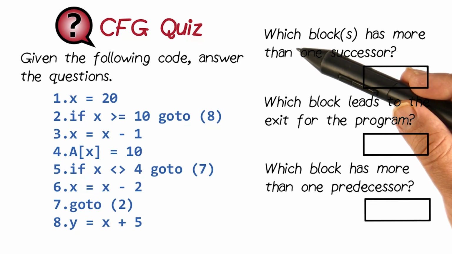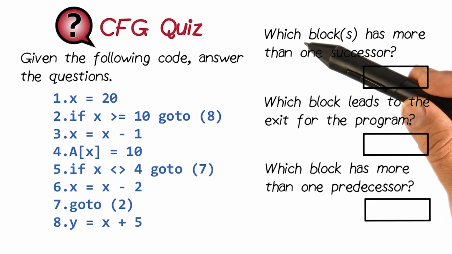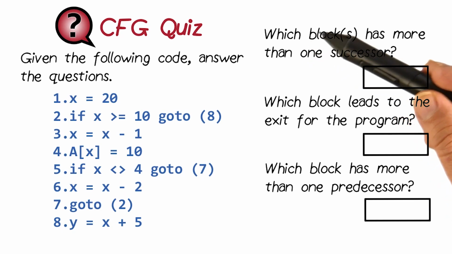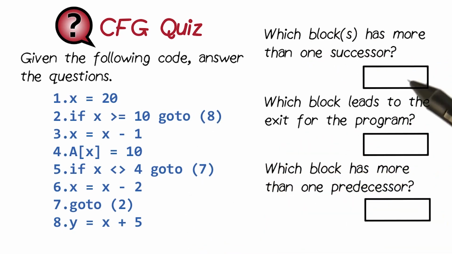So students, having seen the CFG for this IR code, now we are going to continue and ask you some questions in terms of analyzing the control flow graph. And here are these questions. So for this particular IR, please name which blocks have more than one successor. The second question is which block leads to the exit for the program. And then the third question is which block has more than one predecessor.